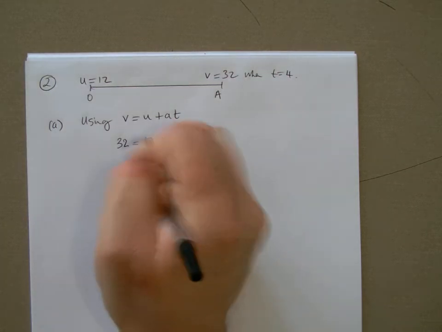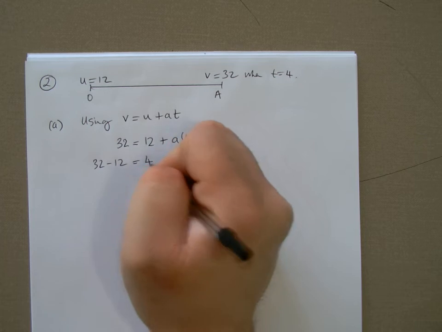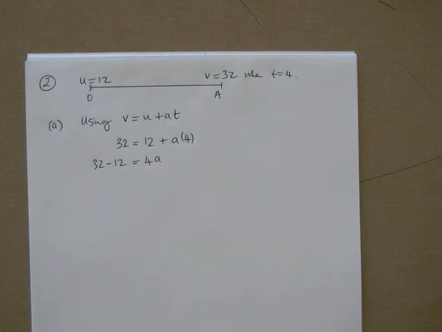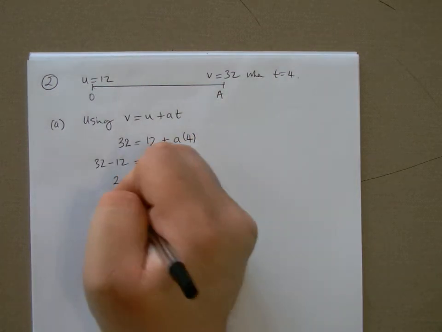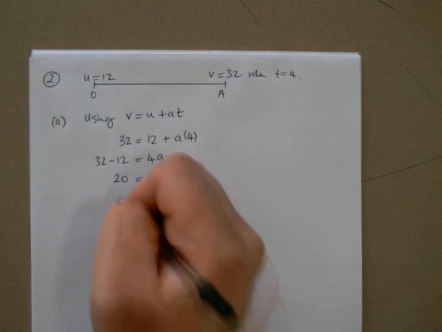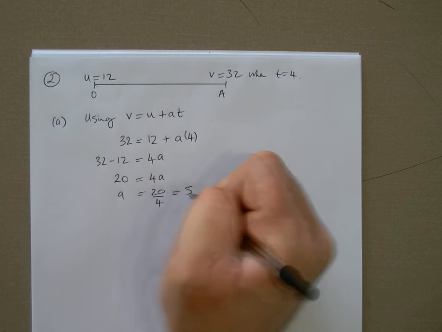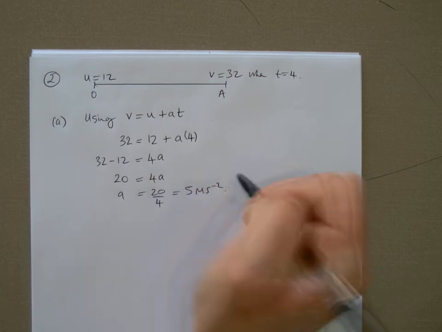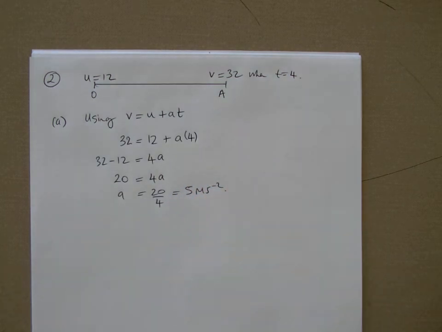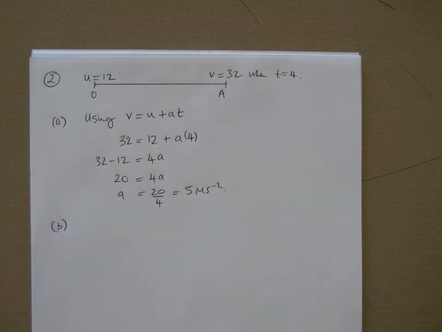So what I do then is I take that 12 over, and on this side then I'm left with 4a. 32 then take away 12 is 20, equals 4a. And then a would equal 20 divided by 4, which is equal to 5 meters per second squared, as required.